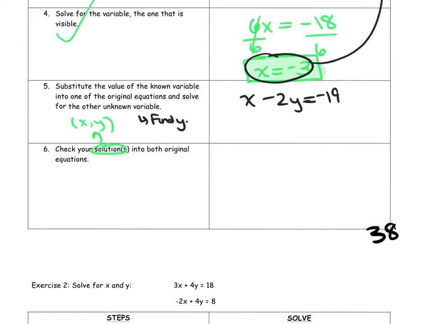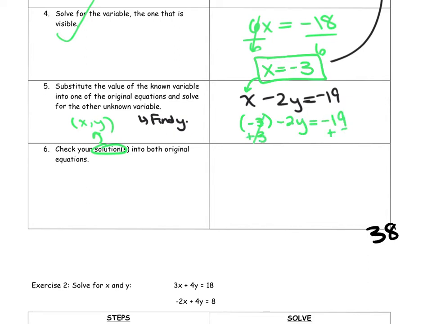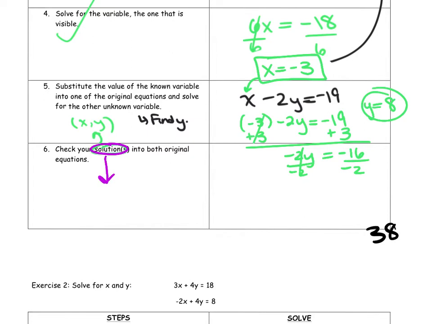Okay. So we have x is negative 3. So let's plug that in. I have negative 3 minus 2y equals negative 19. Add 3 to both sides. And I have negative 2y equals negative 16. Divide both sides by negative 2. And I get y to equal 8. So there's my solution to the system of equations. It's negative 3, 8. Because we found x to be negative 3 and y to be 8.